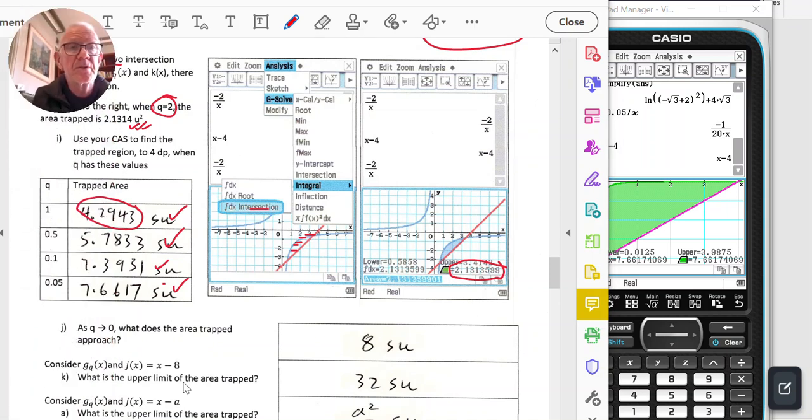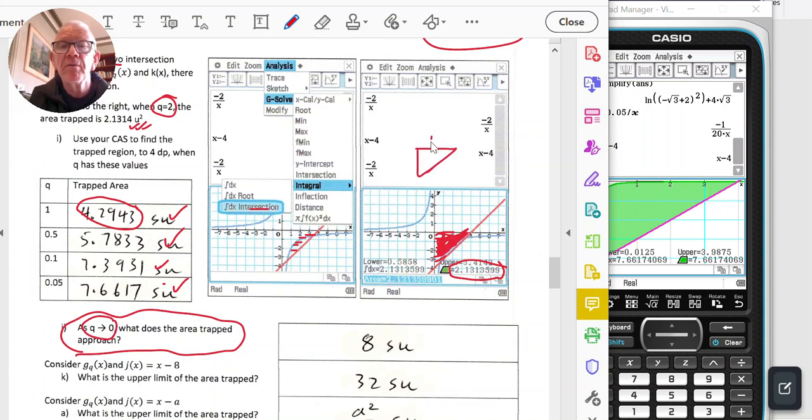What happens as q gets smaller and smaller? Well, more and more of this triangle gets coloured in. So as q approaches 0, my area is going to approach the triangle 4 by 4, which is 16 divided by 2, 8 square units.